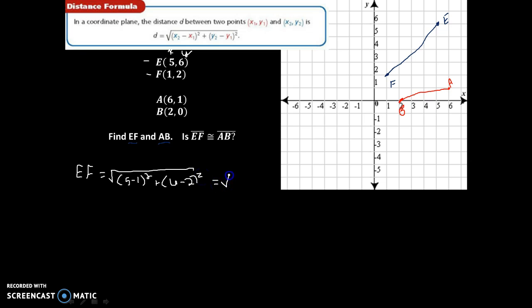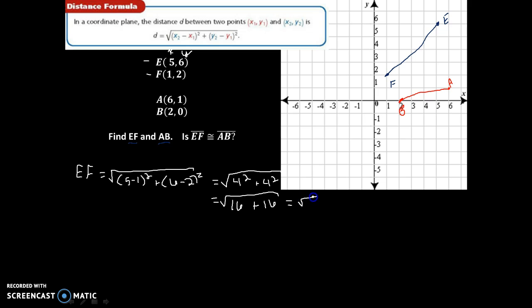So you always want to follow your order of operations when simplifying. So we have square root. 5 minus 1 is 4, and it does still need squared. Plus, in parentheses, 6 minus 2 is 4, which does still need squared. So continuing our path, 4 squared, that means 4 times itself, or 4 times 4, which is 16, plus 4 squared again is 16.